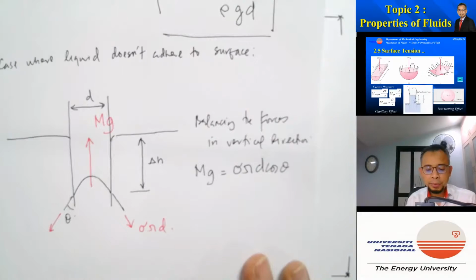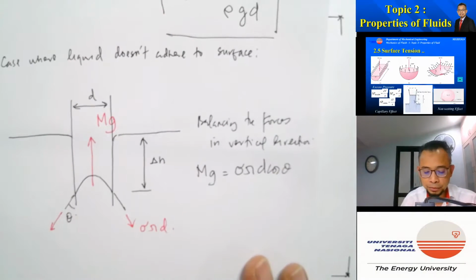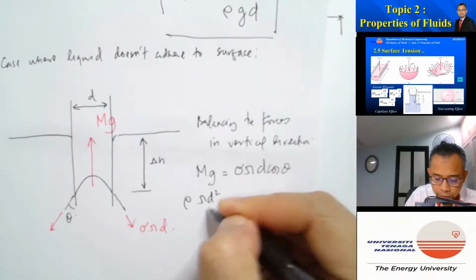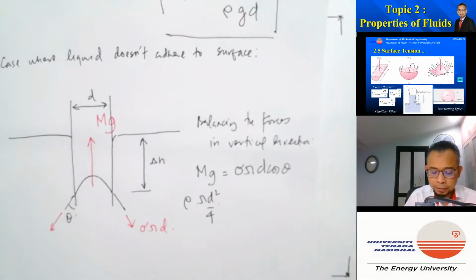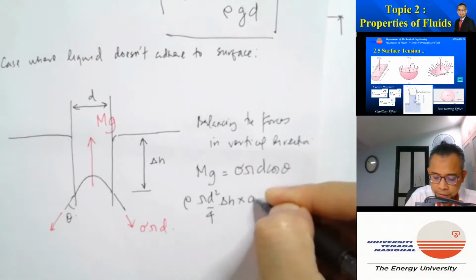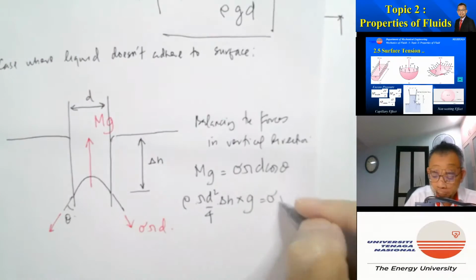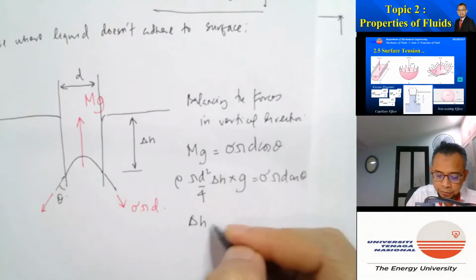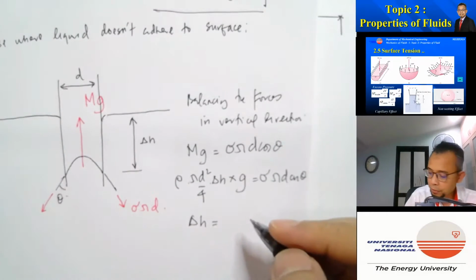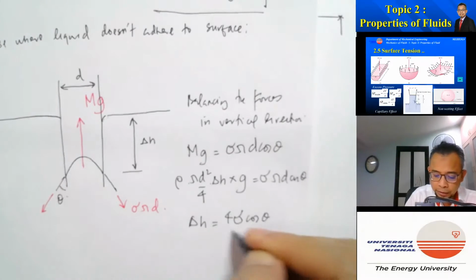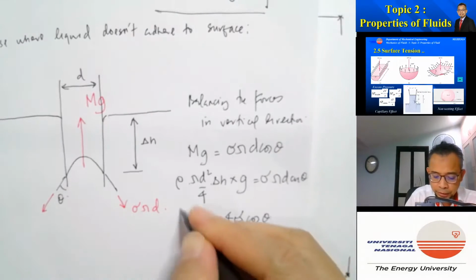Normally, theta will be quite finite. It's not 0, so we cannot ignore the value. So this is density multiplied by pi d squared over 4, multiplied by delta H multiplied by g, and is equal to sigma pi d cos theta. So again, we have the same formula, but we have to put cos theta there. So delta H is equal to 4 sigma cos theta divided by rho g d.